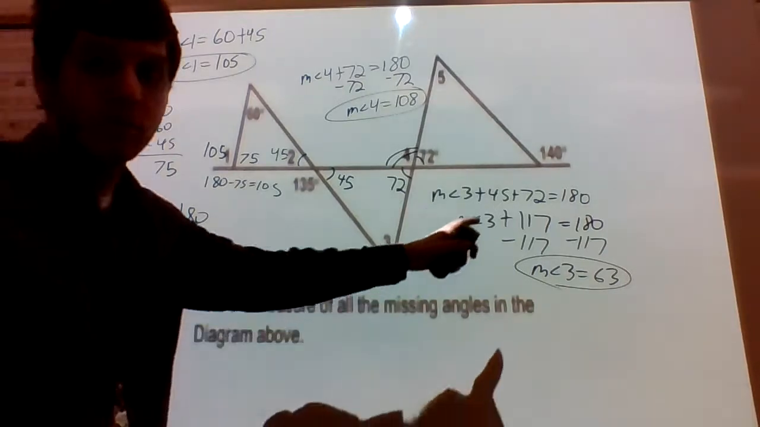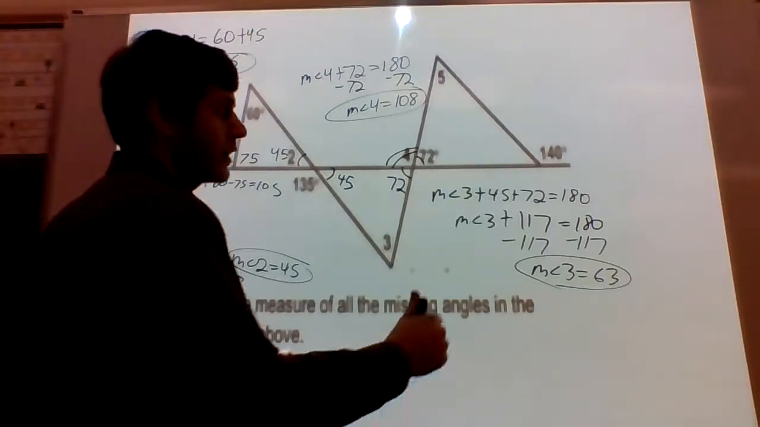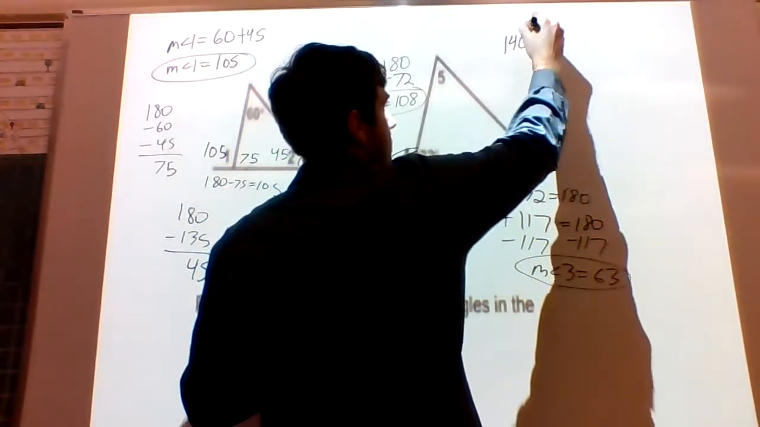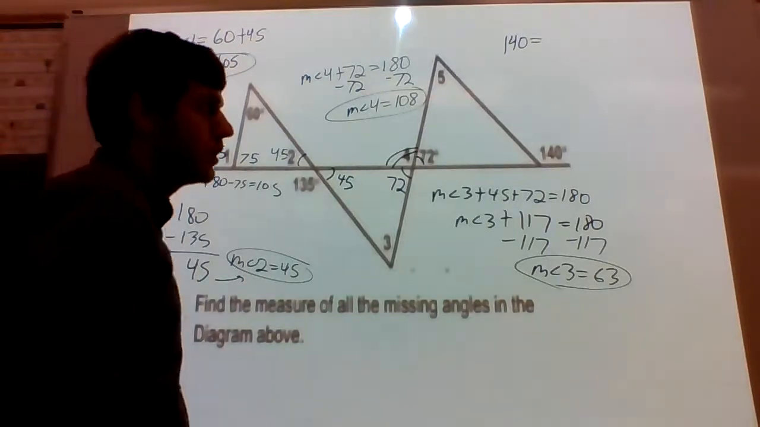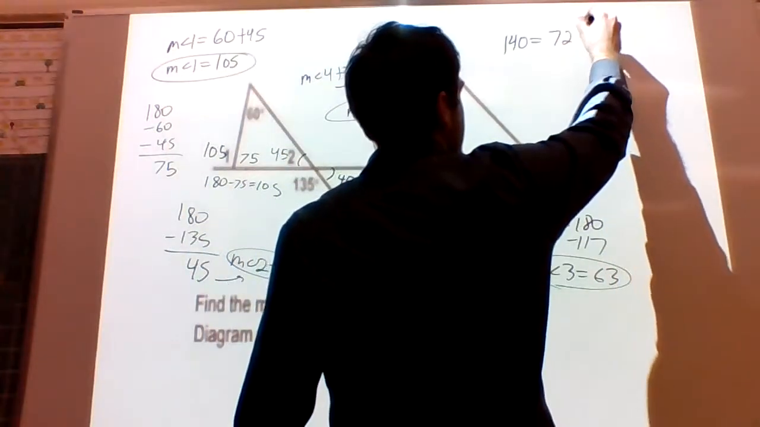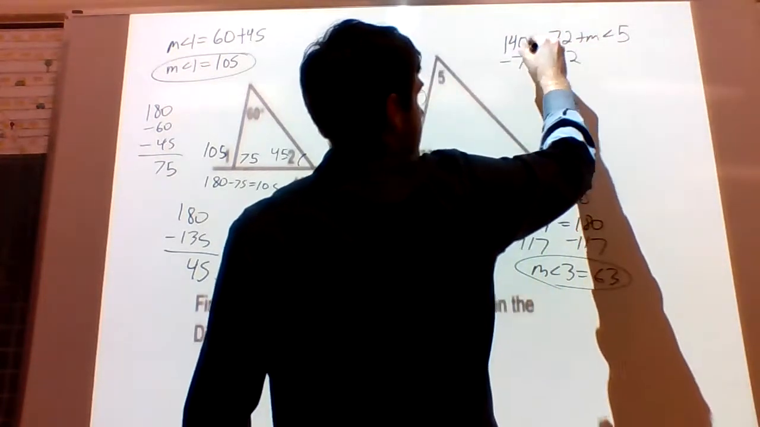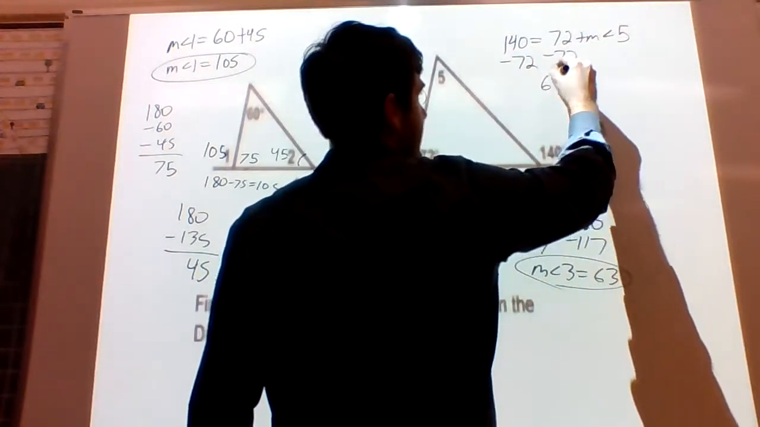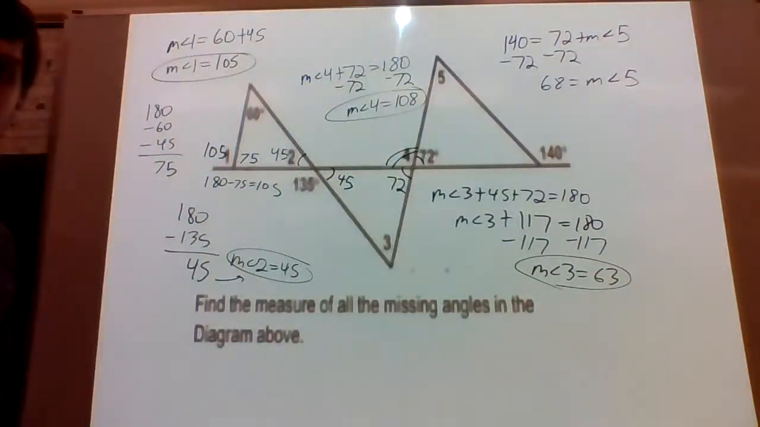Here again, we have two different ways to do it. We know the exterior angle is 140, so the exterior angle is going to equal the two remote interior angles added together, so 72 plus the measure of angle 5. Subtract 72. Okay, 68 is going to equal the measure of angle 5.